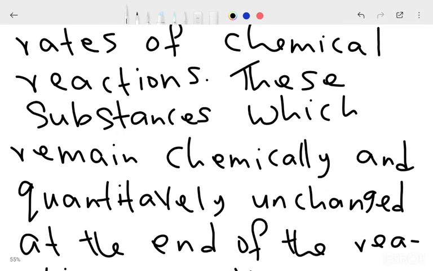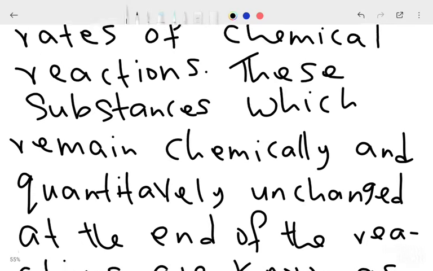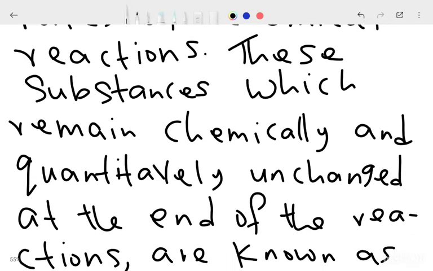Their duty is to what? Increase the rate of a chemical reaction, but they still remain unchanged at the end of that reaction. They do not change. Are you getting it? So they still remain like that after the reaction, chemically and quantitatively.